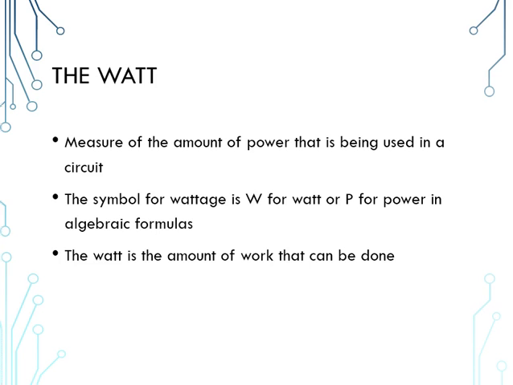And the watt. The watt is our biggest concern because that's the amount of work that we can do. It's the measure of the amount of power that will be used in the circuit. The symbol that we use for watt is the uppercase W, and we use the uppercase P for power in our algebraic formulas. We'll get to some of these algebraic formulas in a later tutorial. Now the watt, again, is the amount of work that can be done. Not necessarily the amount of work we are doing, but it's the amount of work that we can do.